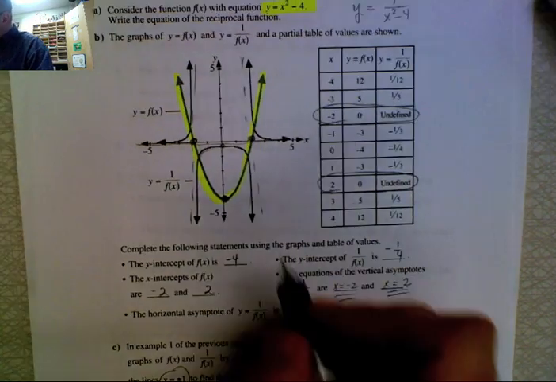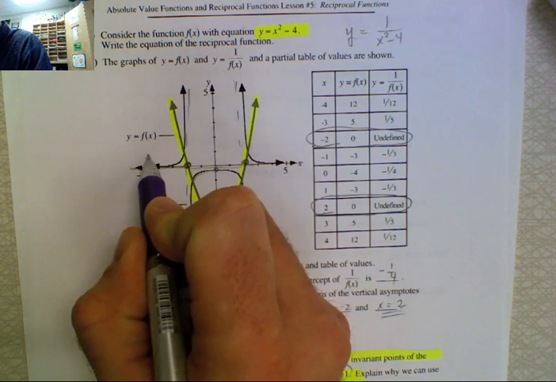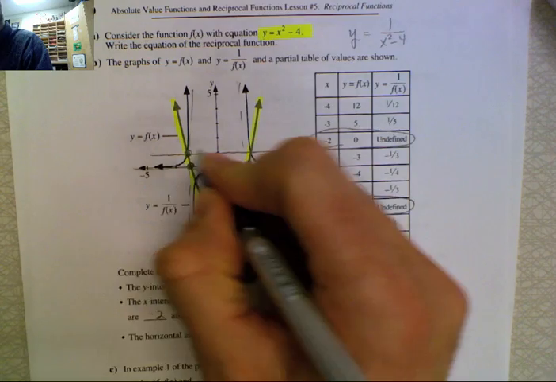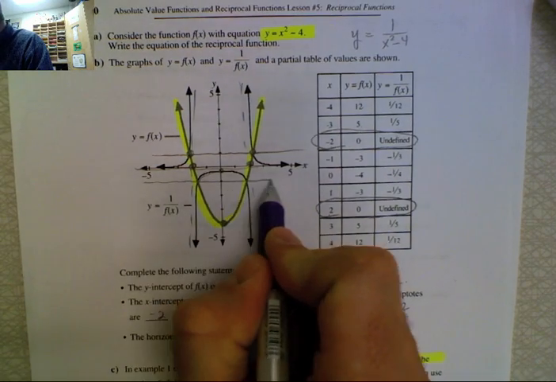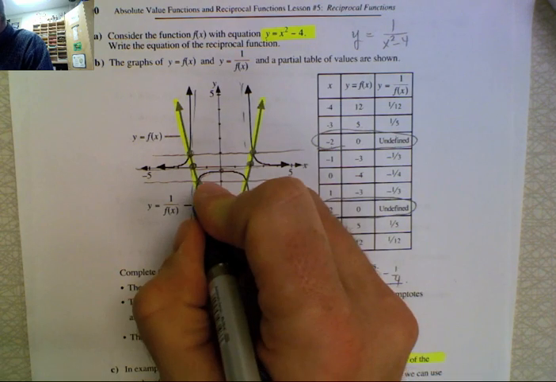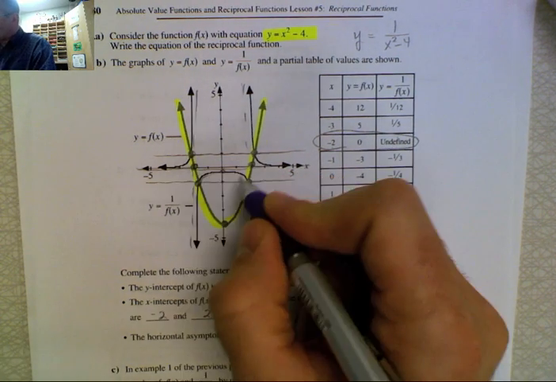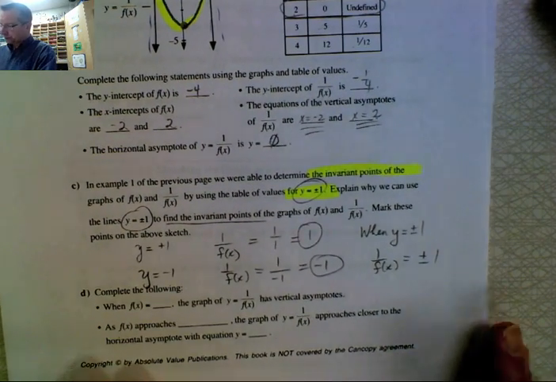If we look up here at this graph that we just did, if we were to draw in a horizontal line at +1, you're going to see we have two invariant points there. And if we were to draw in a horizontal line at -1, you're going to see that we have two invariant points there. So in total, we actually have 4 invariant points on these graphs.